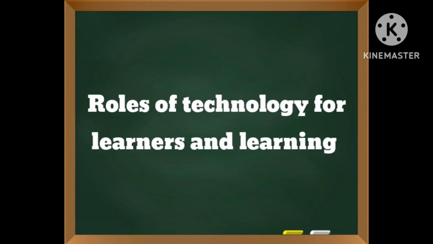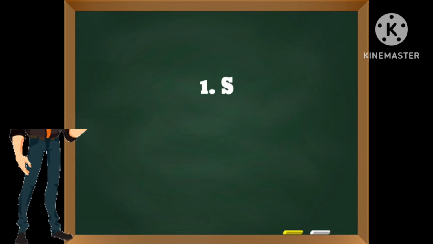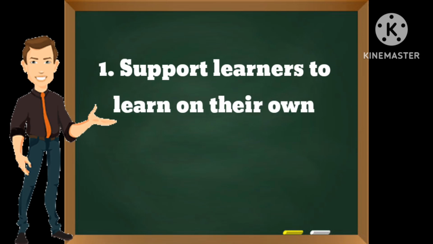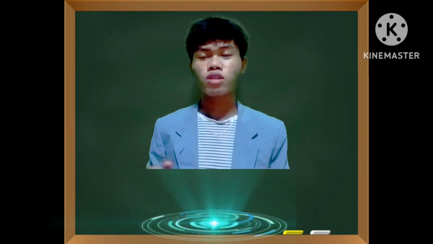Now, let's go to the roles of technology for learners and learning. First, support learners to learn on their own. Technology makes it easier for the students to find information quickly and accurately. Also, technology allows students to learn through direct instruction, podcasting, and even video streaming. And by that, it enables students to be independent in terms of acquiring knowledge. It supports students in terms of learning on their own. So that is how technology works.